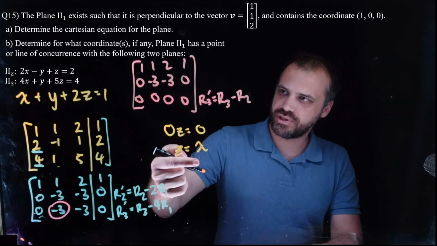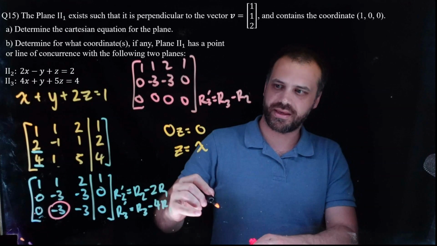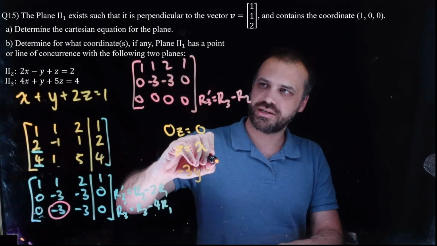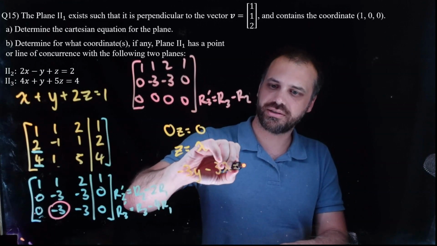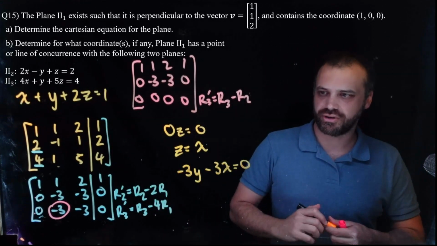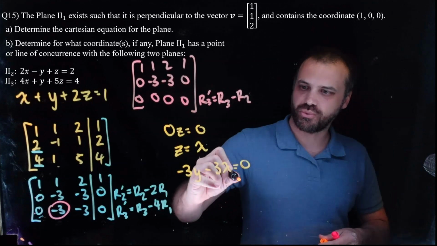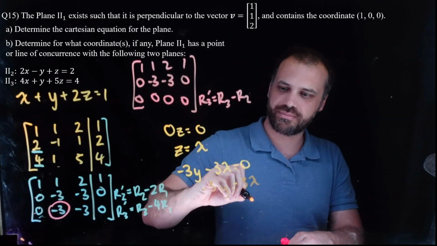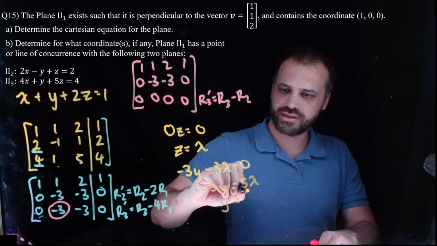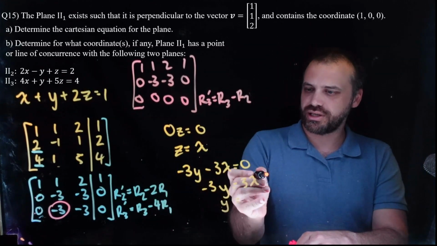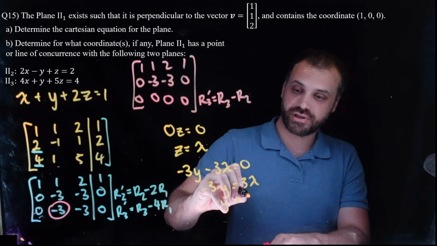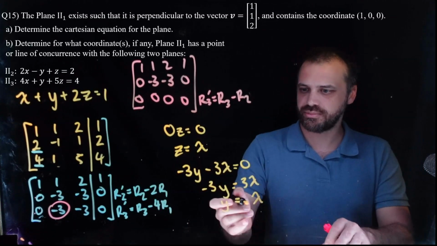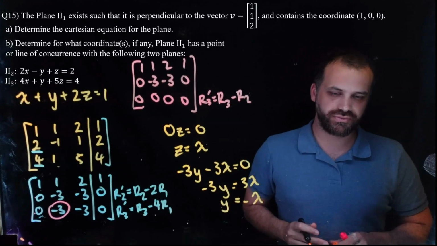Now, we sub this into our next line, and we can say that negative 3y minus 3 lambda is equal to 0. And we solve this for y. So we can say negative 3y equals 3 lambda, and then y is equal to 3 lambda divided by negative 3, which is negative lambda. So z is equal to lambda, and y is equal to negative lambda.